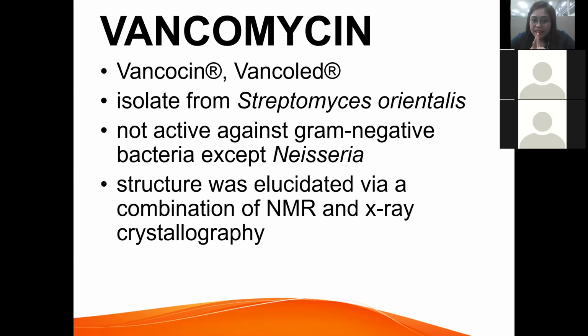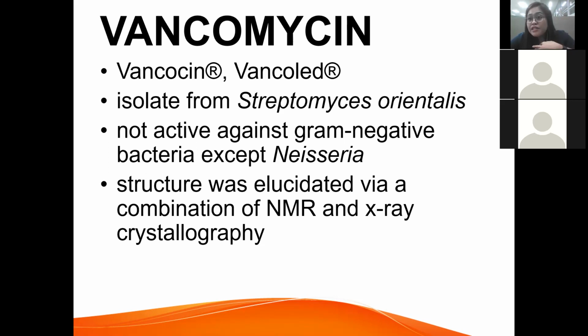Number 1, we use it for MRSA. Number 2, this is our treatment for pseudomembranous colitis. Number 3, that you have to take note, since this is an antibiotic, it is isolated from a microorganism, specifically Streptomyces orientalis. Number 4 that you have to know about vancomycin, it's not effective against gram-negative bacteria except for Neisseria.